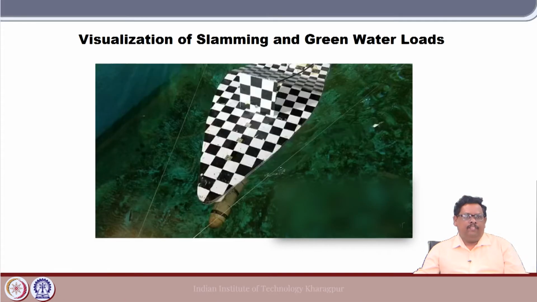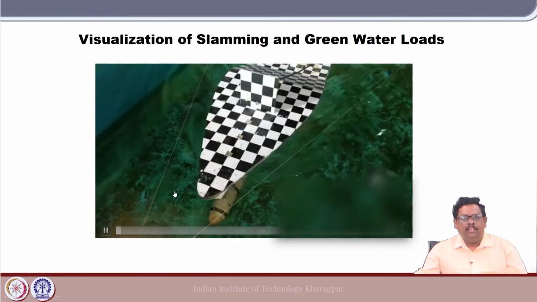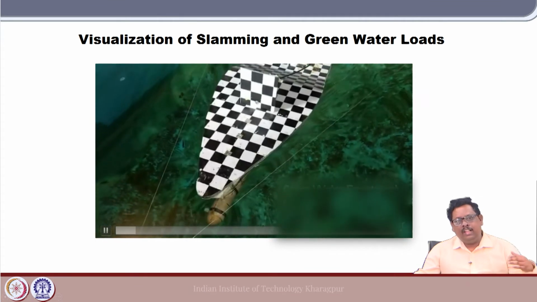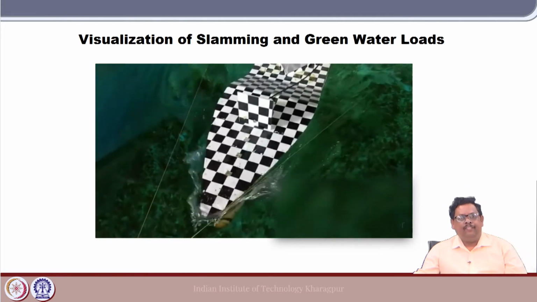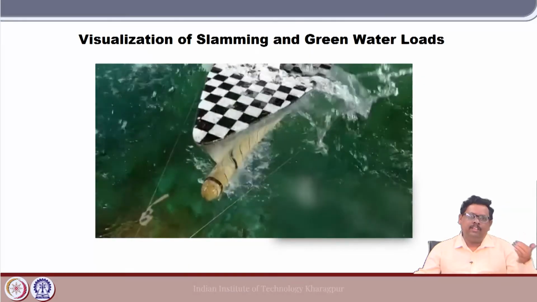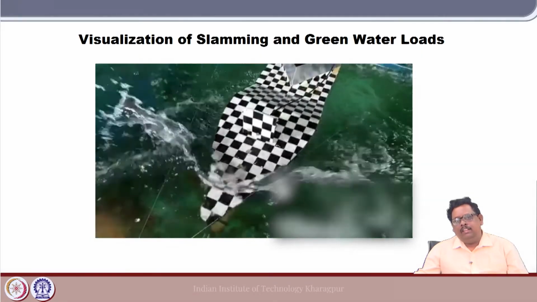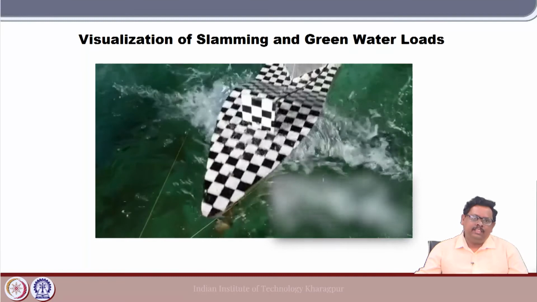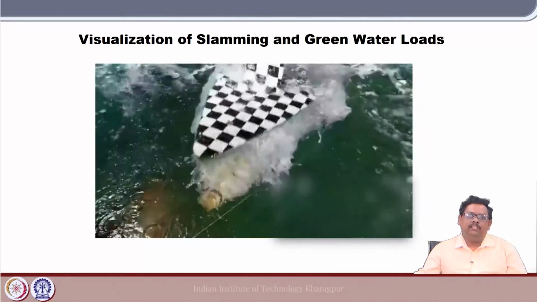Now, let us start. First let us try to figure out what slamming and green water are from this video, which has been played before also. We have to see when slamming occurs and when you have the green water load. You can see here the bottom part of the ship hitting the water surface very badly, and that phenomenon is called slamming. You can see how dangerous this is, and it can damage the bottom part of the structure anytime.